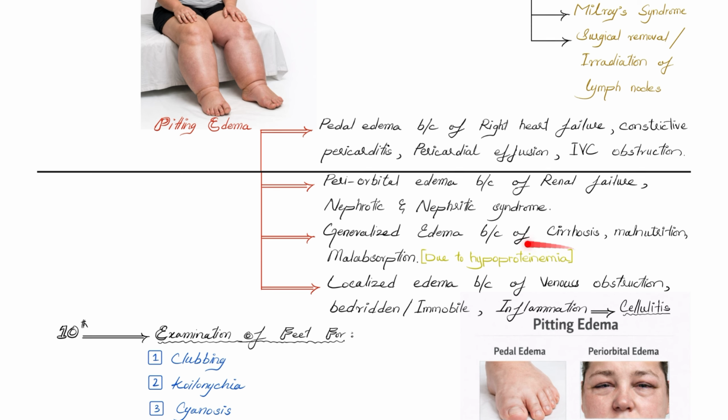And generalized edema is caused because of hypoproteinemia. And severe generalized edema is called anasarca. And then some localized edema, which is confined to a specific anatomical region. For example, it can occur because of venous obstruction, being bedridden or immobile for a long time, or infection or inflammation like cellulitis.